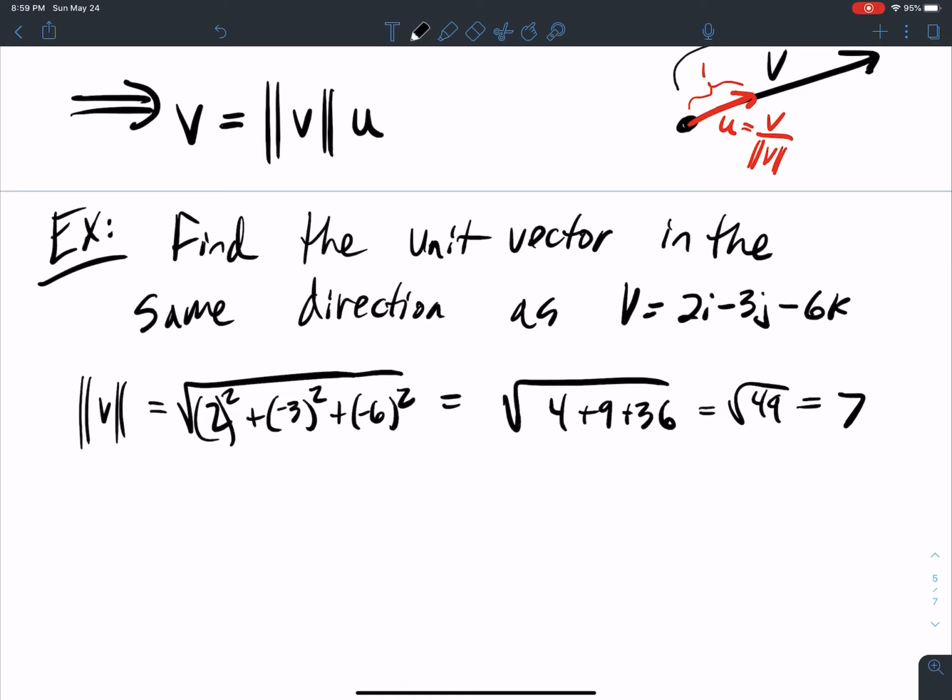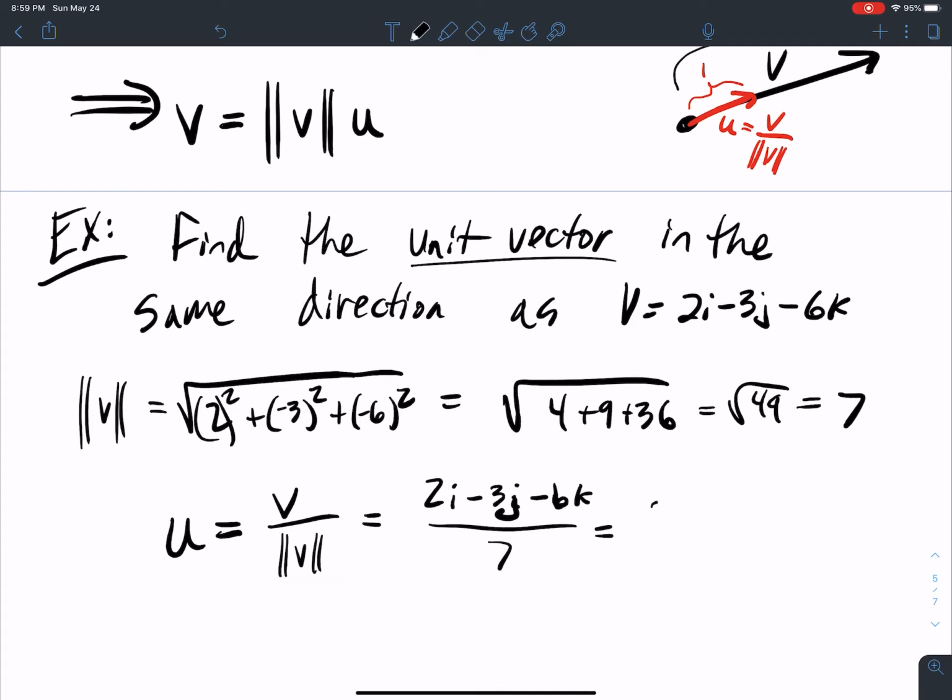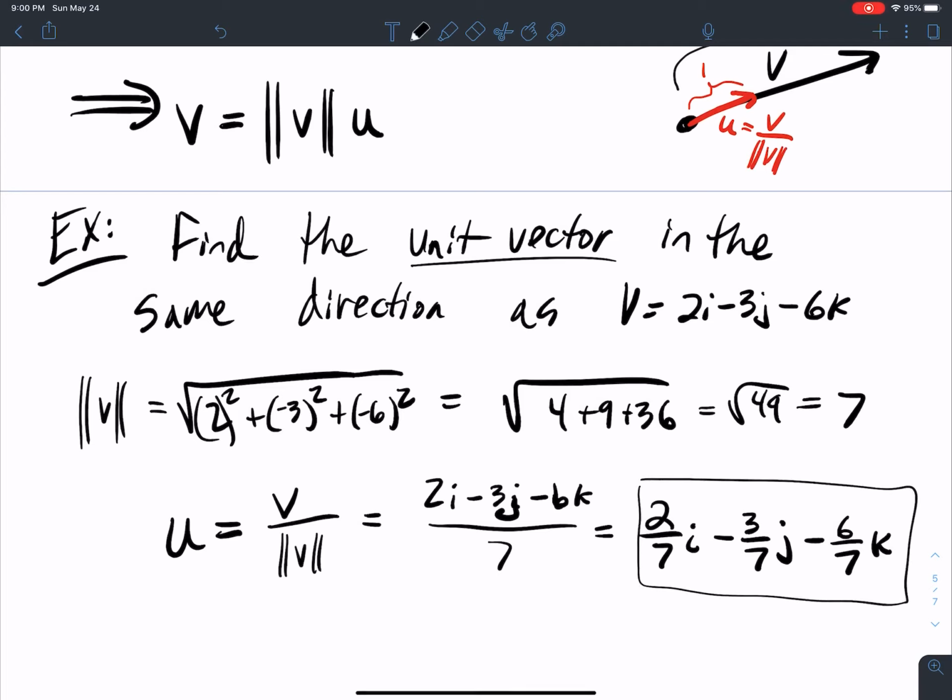Now, to find the unit vector in the same direction, okay, I'm going to take unit vector equals v over the magnitude of v, which is 2i minus 3j minus 6k divided by 7. So that's 2 over 7 i minus 3 over 7 j minus 6 over 7 k. Okay? And this, my friends, is that unit vector there. Okay?